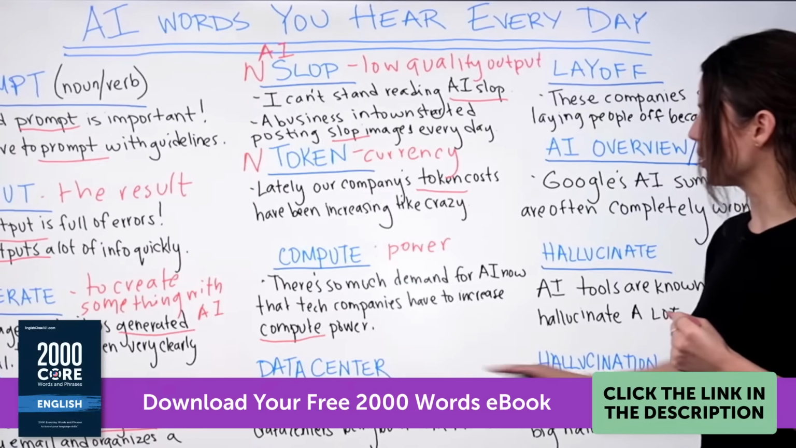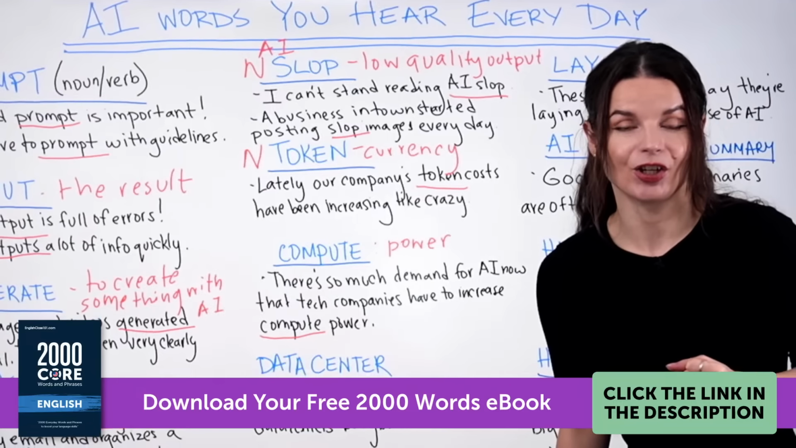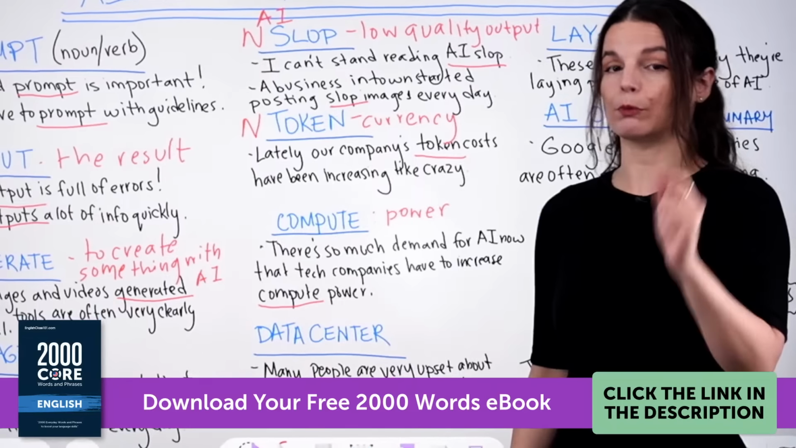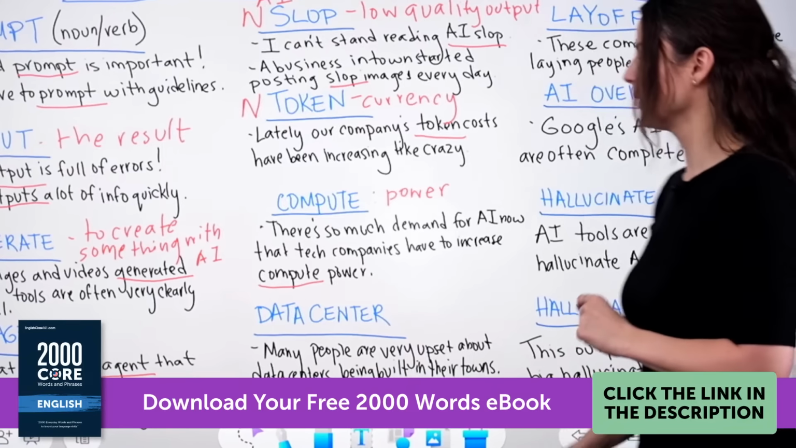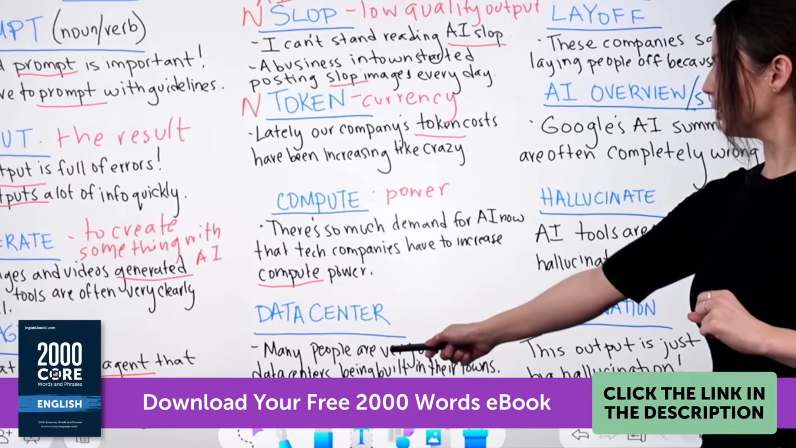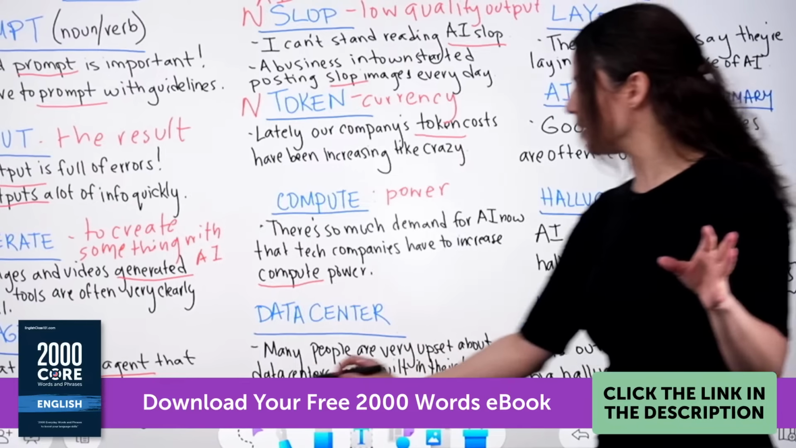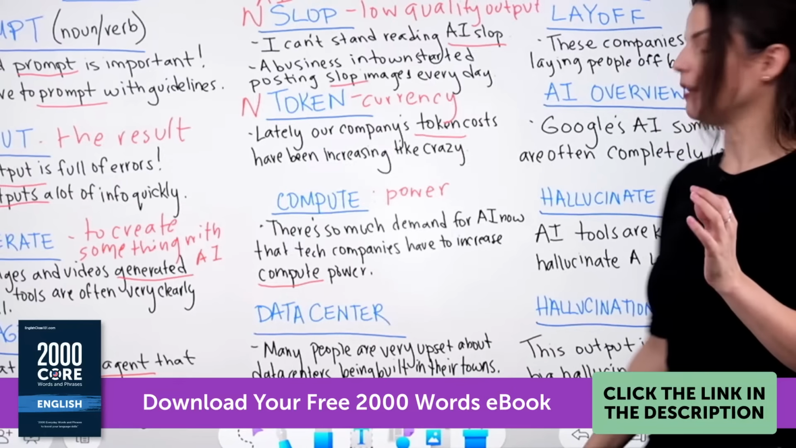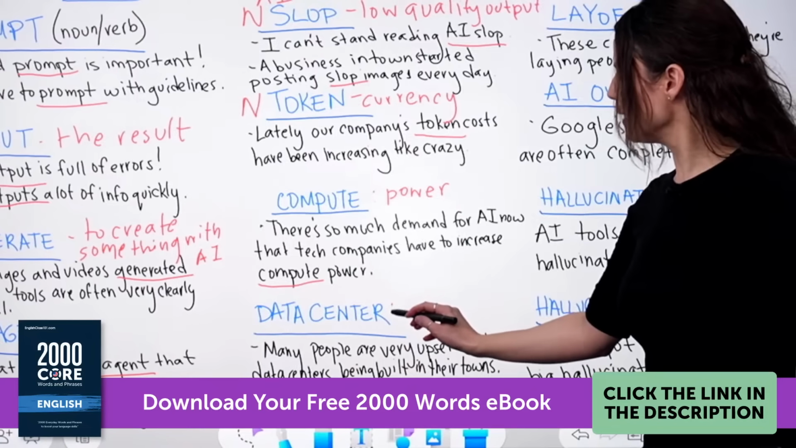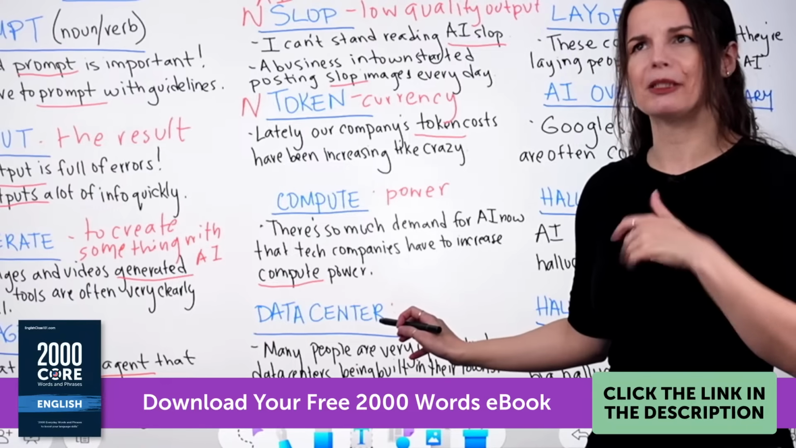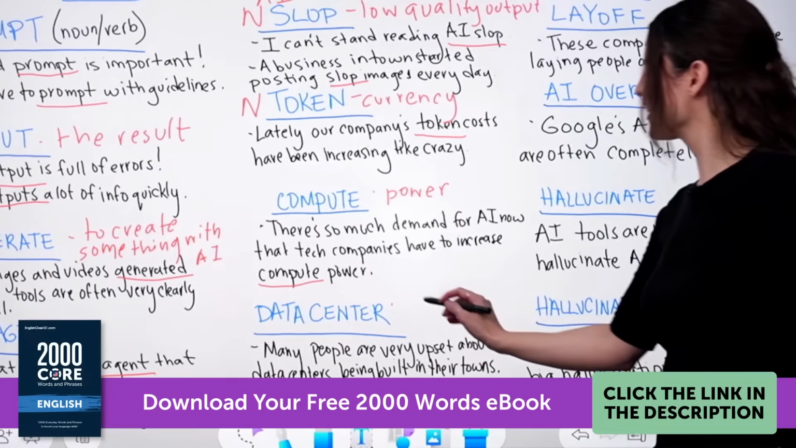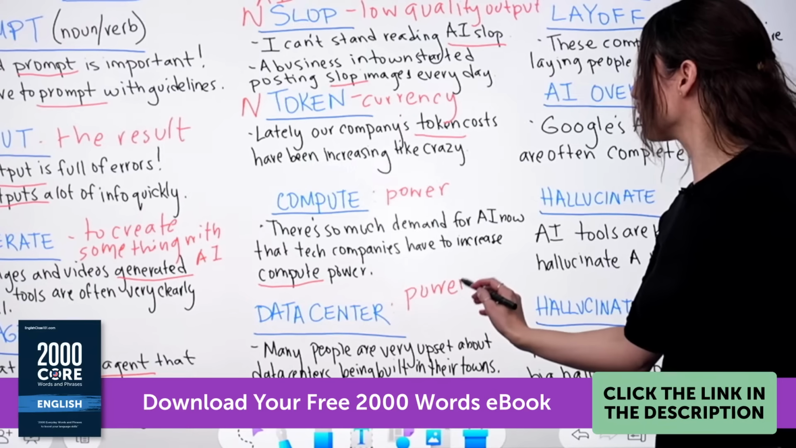Okay, let's continue to the next one, which is data center. Data center. This one has been coming up in the news a lot lately because of big criticisms of tech companies, okay? Let's look at the example sentence first, and then let's break it down. Many people are very upset about data centers being built in their towns. So a data center, this sounds very simple and harmless, right? It's a center for data. That's great. So a data center is like a power facility for compute, okay?